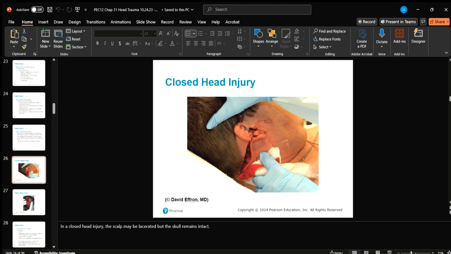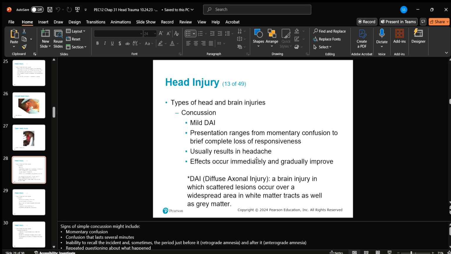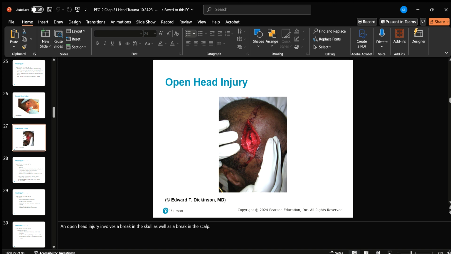Here's an example of a closed head injury. Why is this a closed head injury even though we see a break in the skin? Because the skull isn't fractured. The skull is not fractured, so it's still a closed head injury. But this guy has an open head injury because I can see his brain.